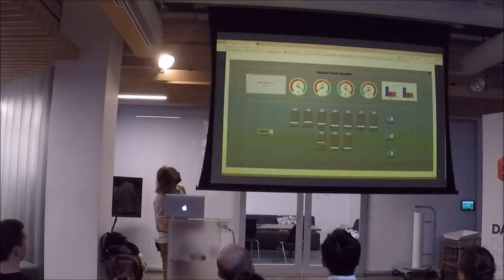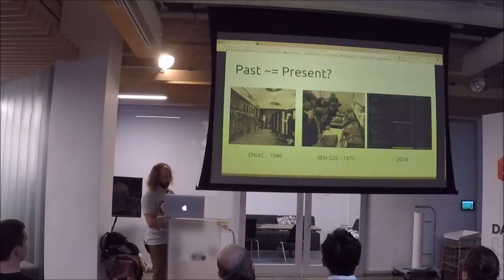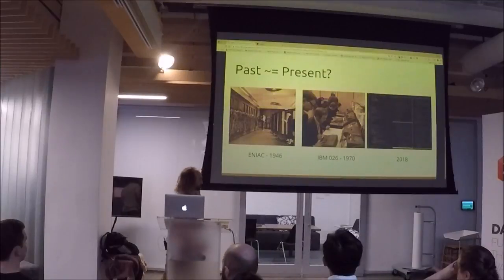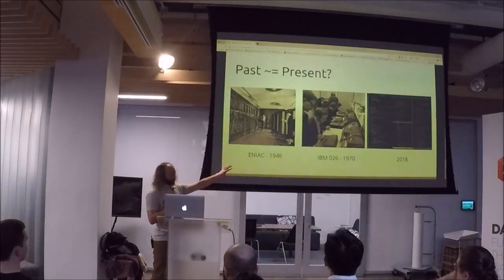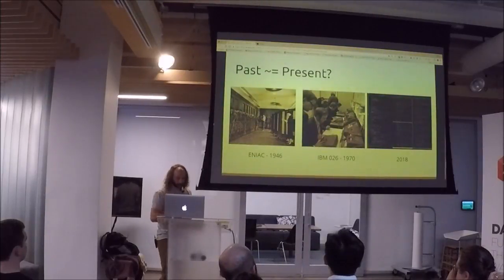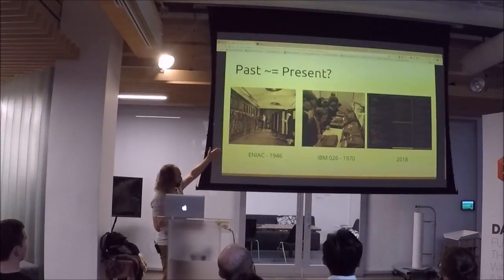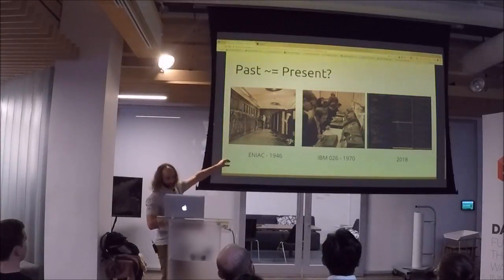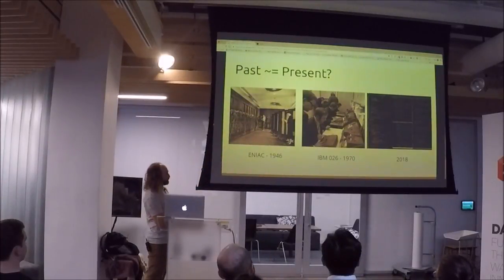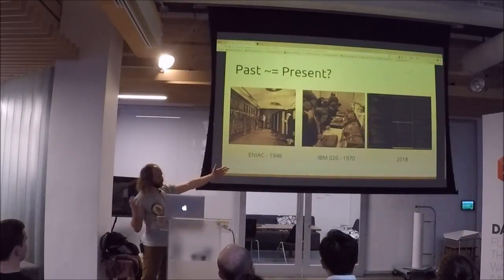So let me jump back. Another way of looking at this is in the broader scope of the evolution of computing, because these machines were originally made to do exactly this. They're made to do numerical calculation. If you look at the broad story, here you have the ENIAC in 1946 with Betty Snyder and Glenn Beck programming it. Here you have the IBM Fortran machine in 1970, and here you have a screenshot of my screen from last week or something.